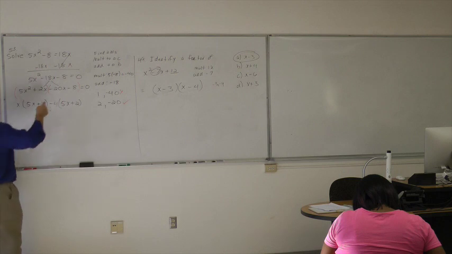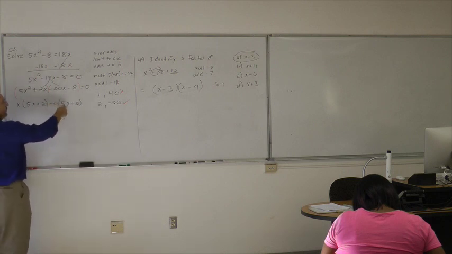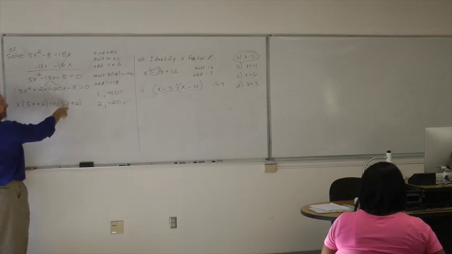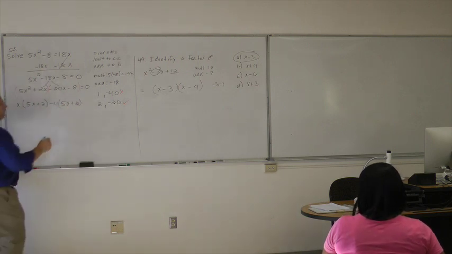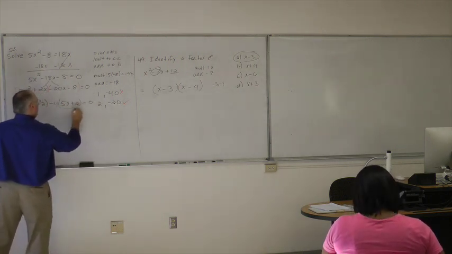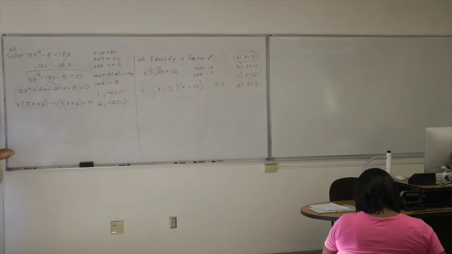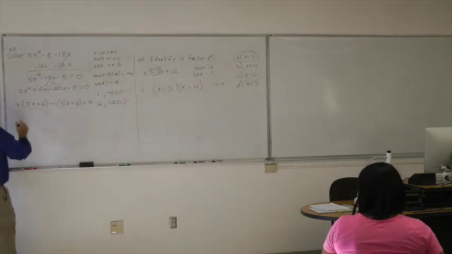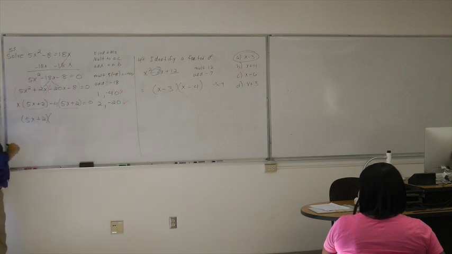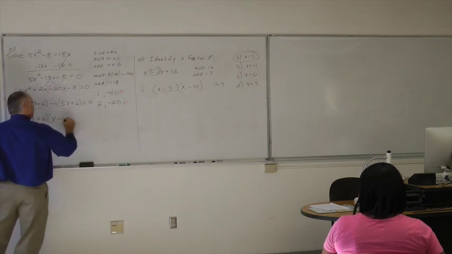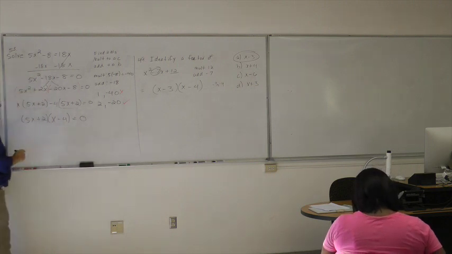Remember, this is division. Negative 20 divided by negative 4 is positive 5, along with the x. And negative 8 divided by negative 4 is positive 2. Equals 0. Do we have a common binomial factor that we can factor out? Yes, we do. And when we factor out the 5x plus 2, we're left with x minus 4 equals 0.